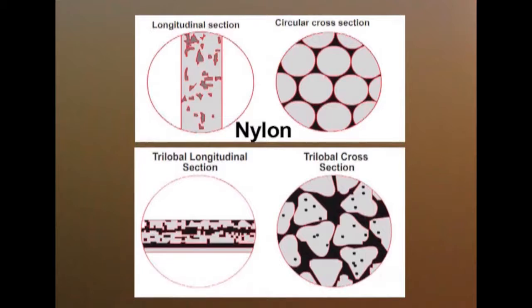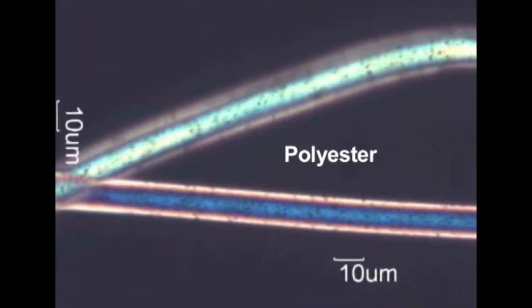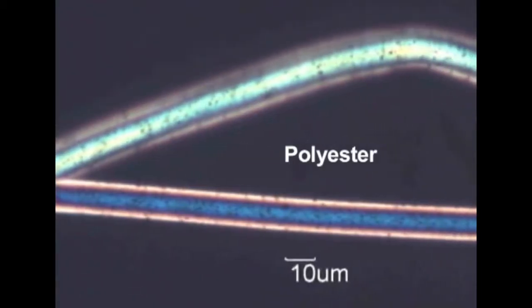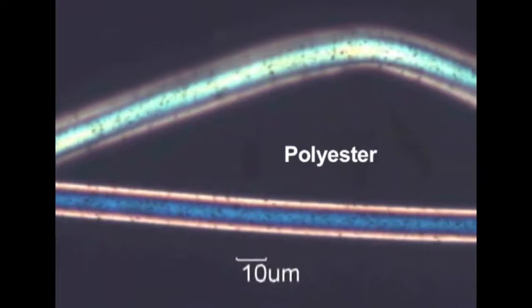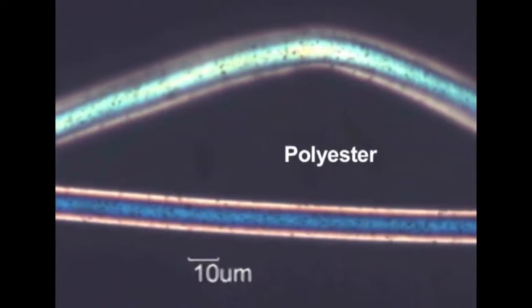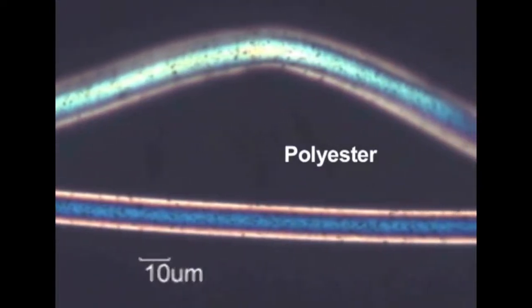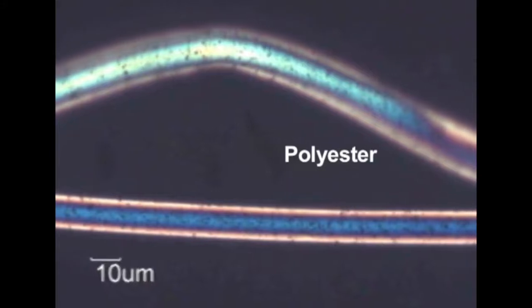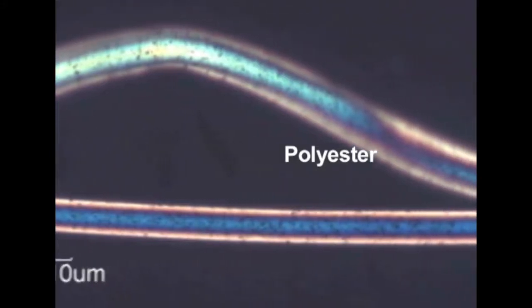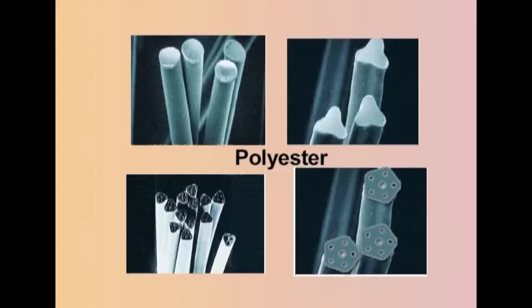And in case of the cross section, we find it is round in shape, and sometimes it may have even the spotted appearance if it is a delustered one. And polyester looks similar to nylon. It is a rod-like cylindrical structure with a smooth surface. Delustered fiber again shows a spotted or peppery effect inside the fiber, and the cross section is going to be round, again with a spotted appearance.